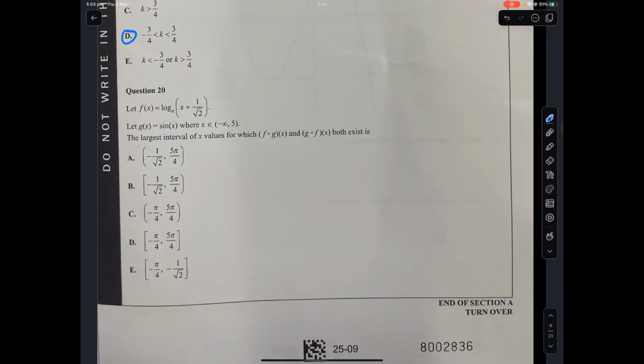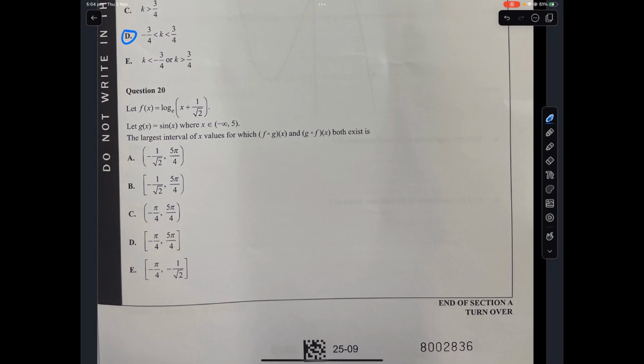Question 20. Let f of x be this, g of x be that, where x is an element from negative infinity to 5. The largest interval of x for which f of g of x and g of f of x both exist is what?